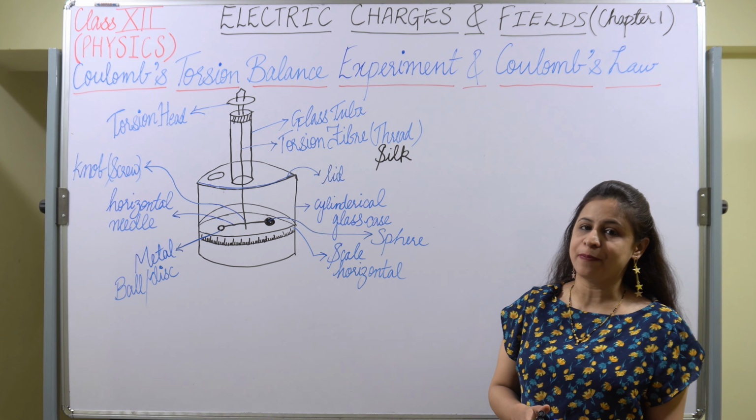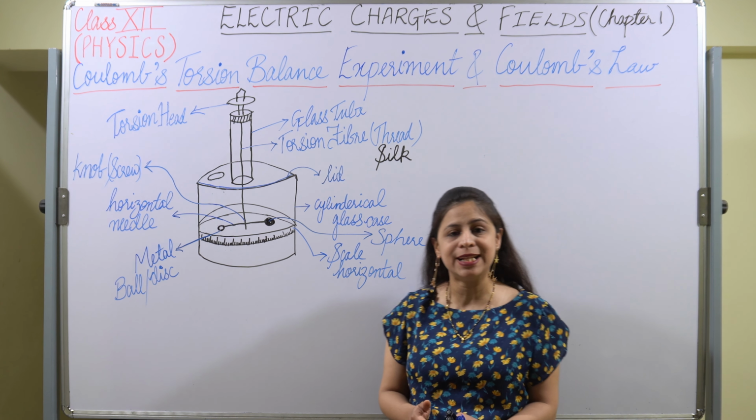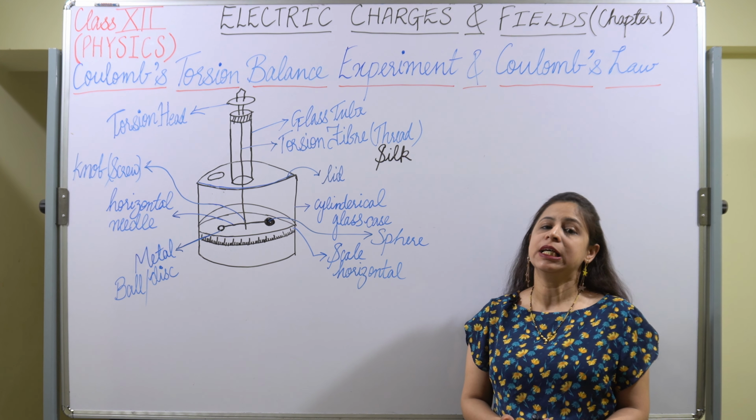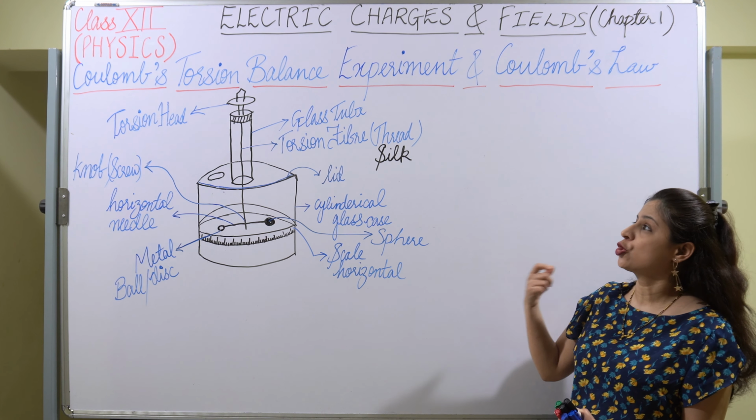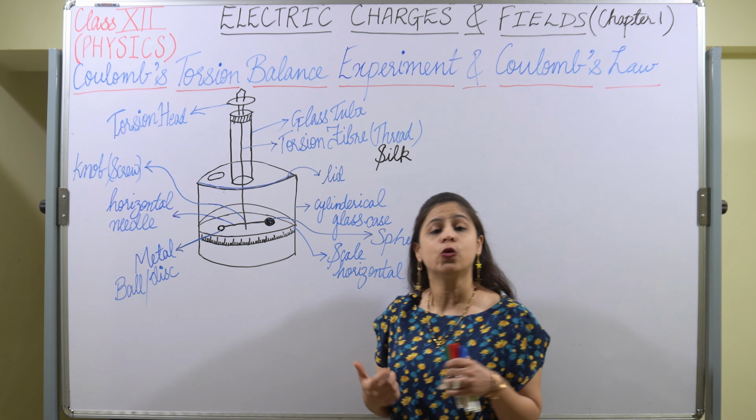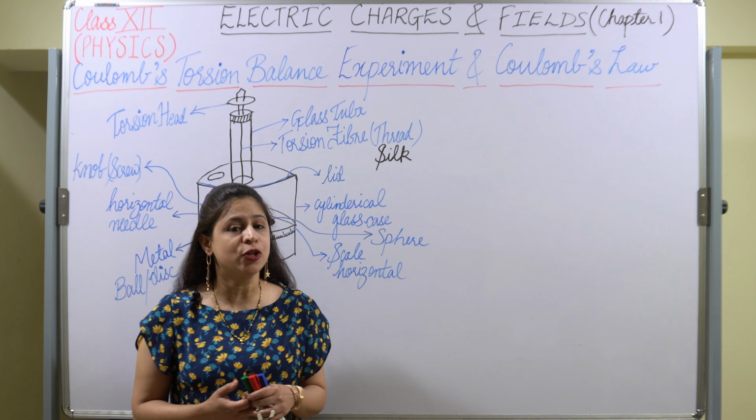So let us start with chapter number 1, electric charges and fields of class 12 physics CBSE NCERT. Let us start with the topic Coulomb's torsion balance experiment and Coulomb's law. Coulomb's law is very much important.